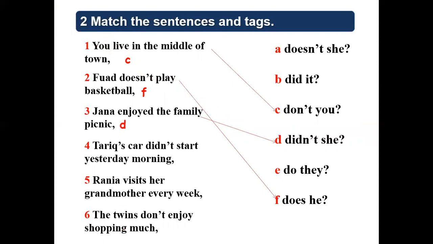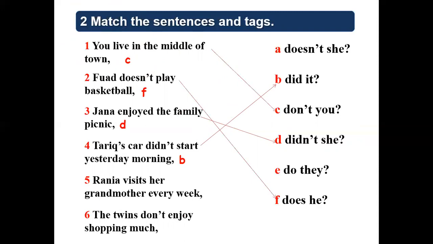So it's D. Number 4: Tariq's car didn't start yesterday morning. Didn't, it becomes did. And Tariq's car, it's a thing, so the pronoun is it. We are not talking about Tariq. No, we are talking about his car. Did it?